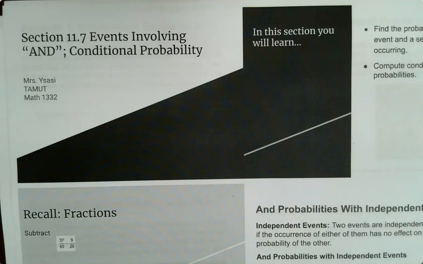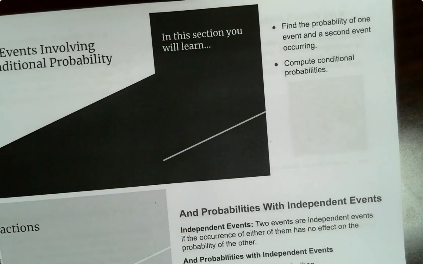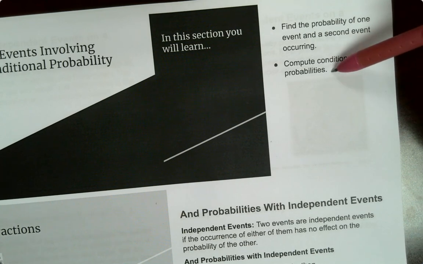Let's look at section 11.7, events involving and conditional probability. So we are going to look at the probability of one event and then a second event occurring whenever one doesn't change the other one, and then conditional probabilities.